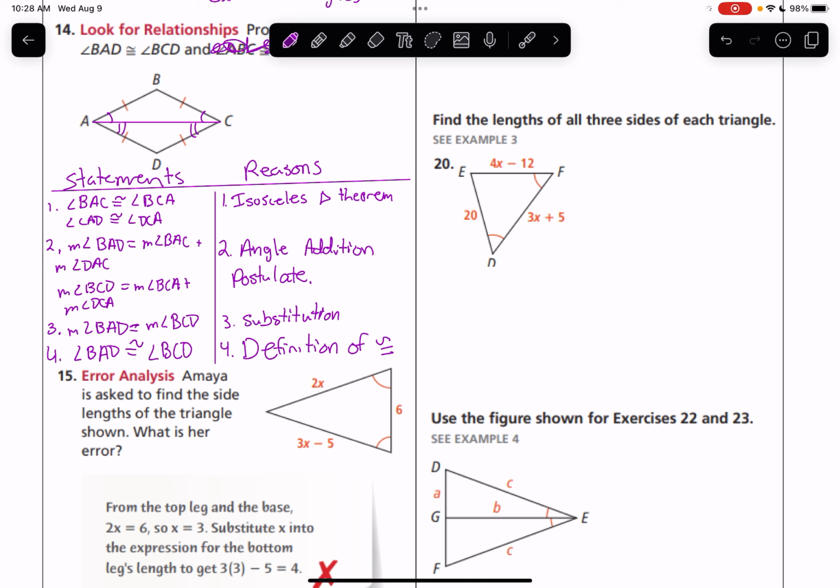Of course, if I know this is an isosceles triangle, I know that 20 and 4x minus 12 are the same length, so we'll set those equal to each other. And then just solve that equation. X equals 8. So when we plug that into the 2 sides, 4 times 8 is 32. 32 minus 12 is 20. So that side, of course, is 20, which we already knew. And 3x plus 5 would be 3 times 8, which is 24, plus 5, which is 29.